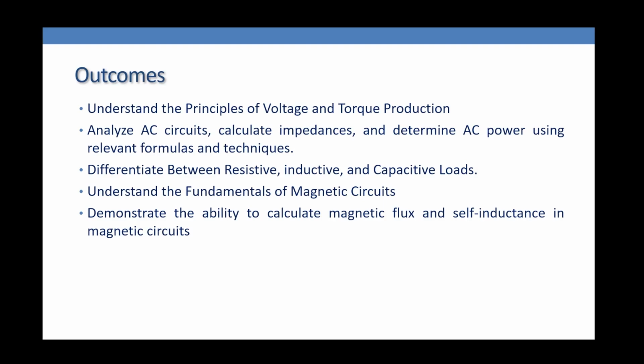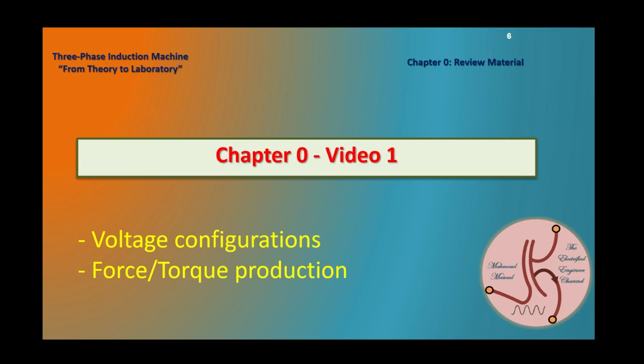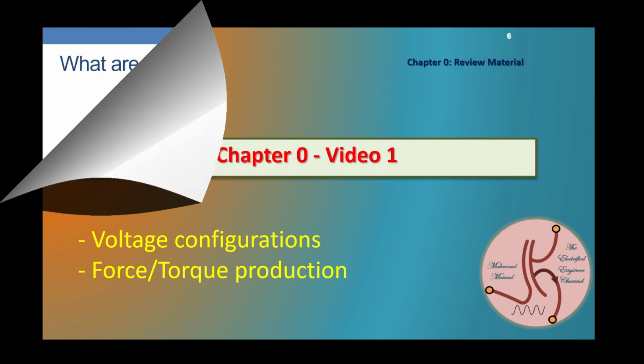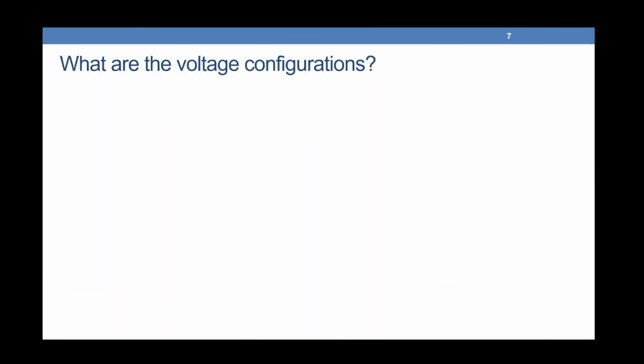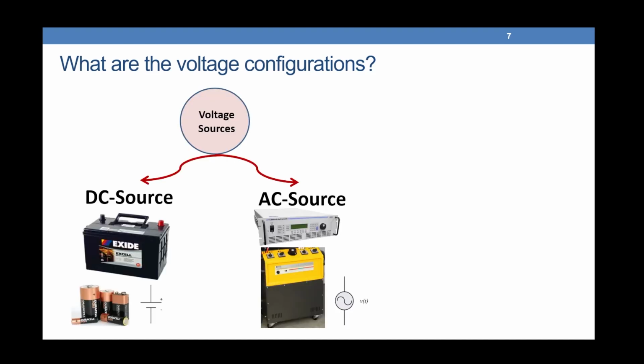What we are going to cover in this video is voltage configuration, force and torque production. Let's start with this question. What are the voltage configurations? Or we can ask the question another way: where can we find the voltage in electrical circuits or electrical systems? Most of the students answered that we have DC and AC, which is 100% correct, that we have voltage sources, DC sources like batteries, or AC sources like the variac we have in our lab.